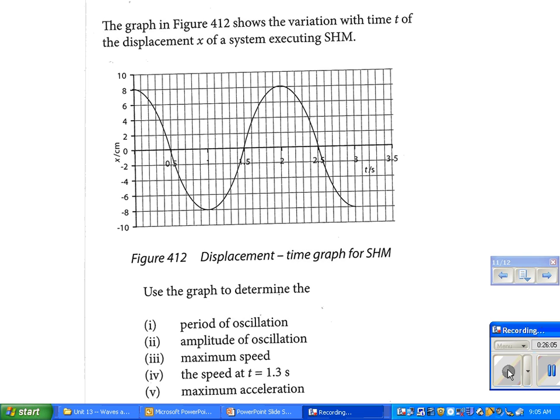Okay, here's an IB problem. This is a good one. Give it a try. 5 questions. All right? 5 questions. 1, 2, 3, 4, 5.